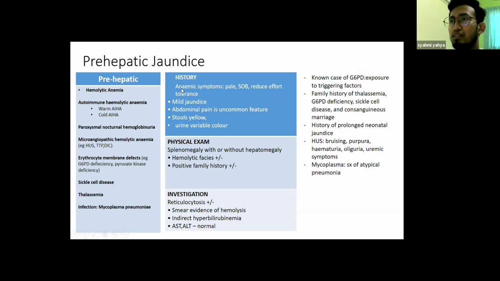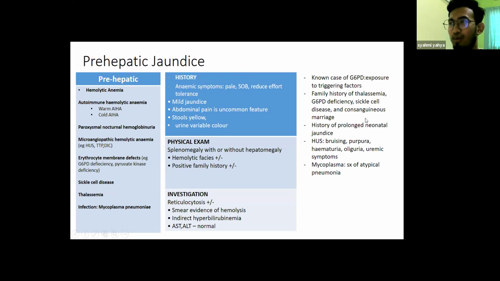Generally for history, we ask about anemic symptoms due to hemolysis: pallor, shortness of breath, reduced exercise tolerance, and the patient only comes with mild jaundice. We will see later that surgical or post-hepatic jaundice is markedly severe. Abdominal pain is uncommon, stool is yellow, and urine can be dark or light colored.